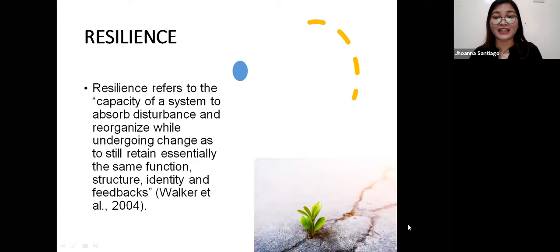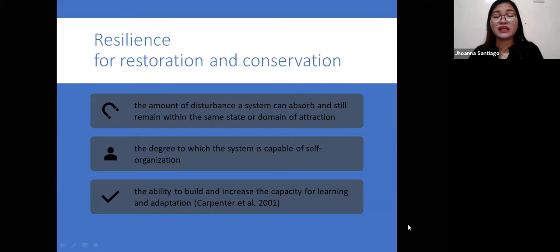Another definition from Walker et al. 2004, it is the capacity of a system to absorb disturbance and reorganize while undergoing change as to still retain essentially the same function, structure, identity, and feedbacks. So it has three major components. When we say that a socio-ecological system is resilient, it has the amount of disturbance a system can absorb and still remain within the same state or domain of attraction. It is capable of self-organization, and it has the ability to learn and adapt, according to Carpenter et al. 2001.